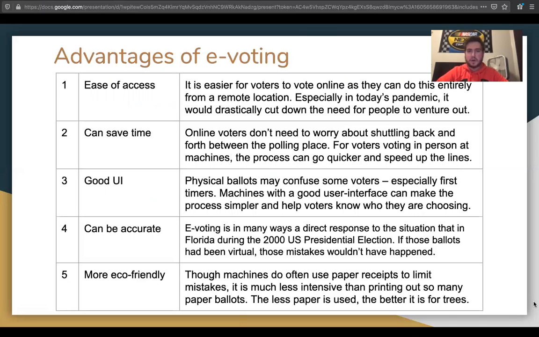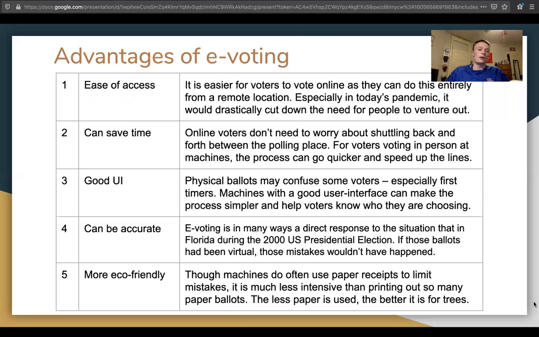Advantages of e-voting, and we'll split this up. Devin, why don't you take us through the first couple of advantages here, and then we'll hear from Derek a little bit. All right. So the first advantage is ease of access. It's easier for voters to vote online as they can do this entirely from a remote location, especially in today's pandemic. It would drastically cut down the need for people to venture out.